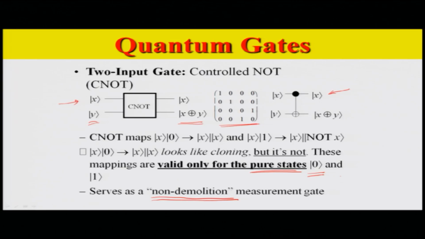The C naught maps the inputs in such a way that one of them remains the same only if that is the control bit or qubit, and this is valid only for pure states. So, these mappings where the particular qubit is not changing is only valid for pure states. However, this can serve as a non-demolition measurement gate because of the control bit which can preserve the measurement process in this. So, these control NOT gates are very useful and have been used for many purposes. We will look into their operation very soon.